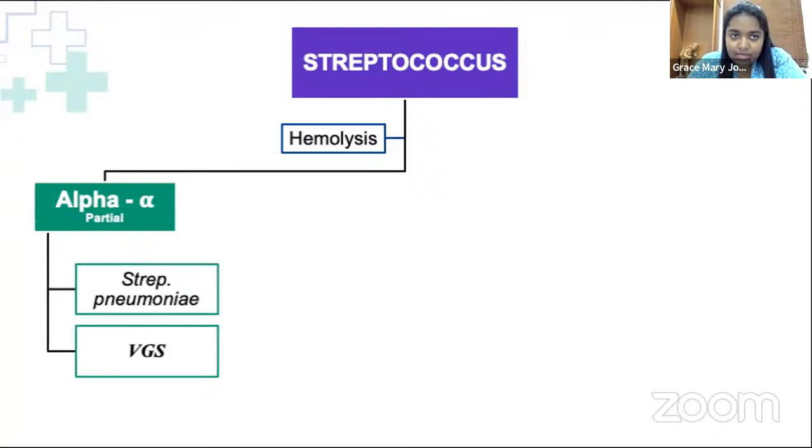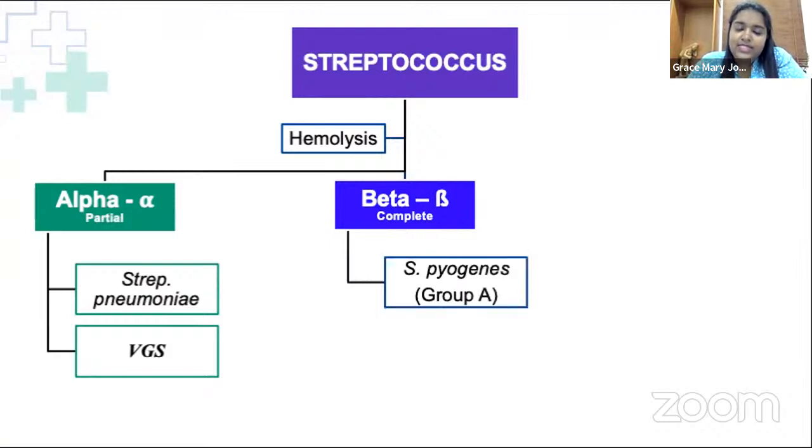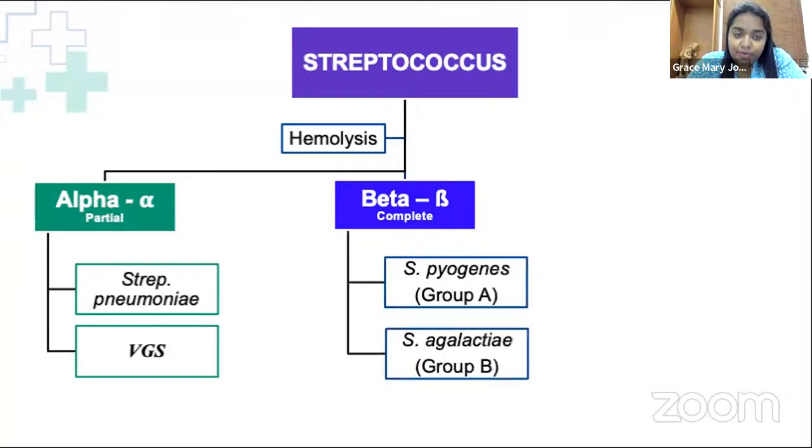And the next one is beta. Beta means it completely lyses, that is, complete hemolysis in the culture plate. The two major organisms that we see here are group A Streptococci, which is Streptococcus pyogenes, and group B, which is Streptococcus agalactiae.